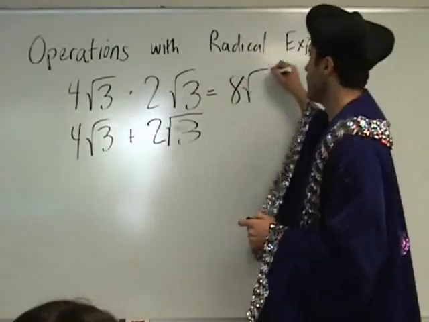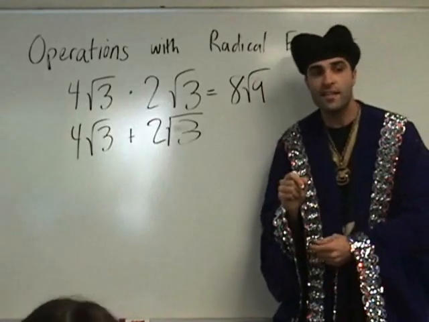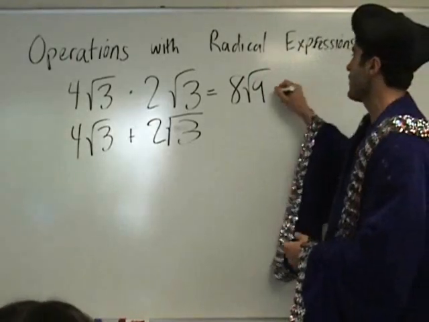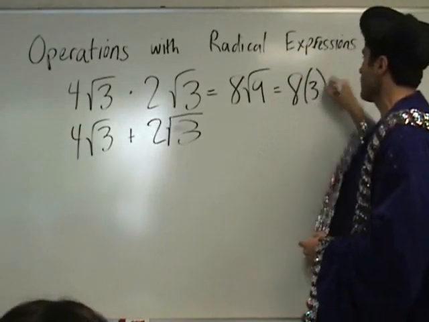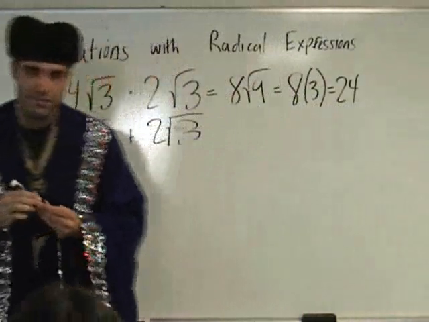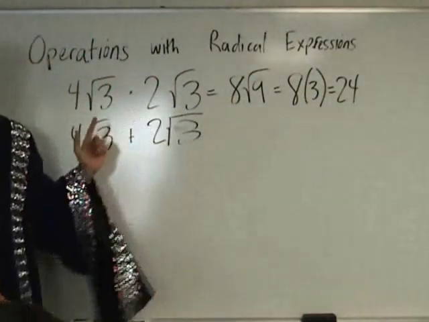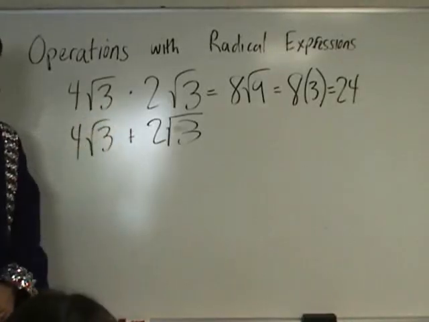Square root of 9 is 3. So it's 8 times 3, which is 24. Questions? No. So whatever's under the square roots, you multiply, if it's a multiplication property here.